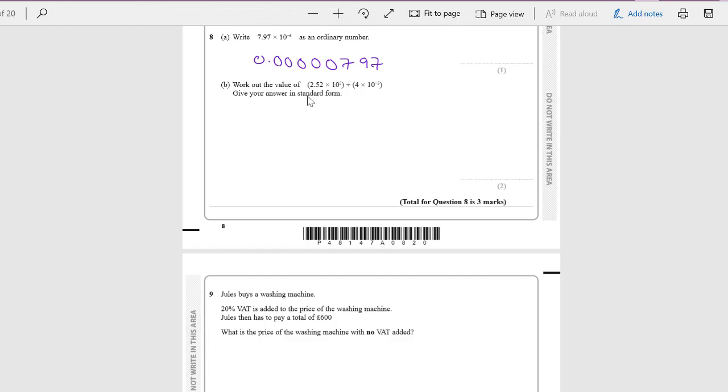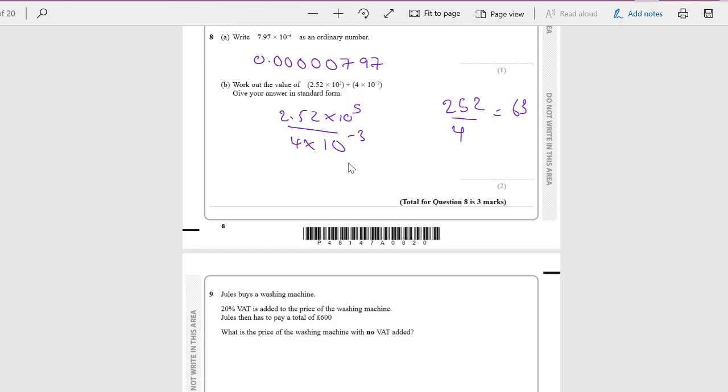And then B, work out the value of 2.52 times 10 to the power of 5 divided by 4 times 10 to the power of minus 3. Give your answer in standard form. So one thing that we can do is we can write it out properly. Right, so the first thing we can say, let's take these values here. So let's take 252 and divide it by 4, which will give us 63.